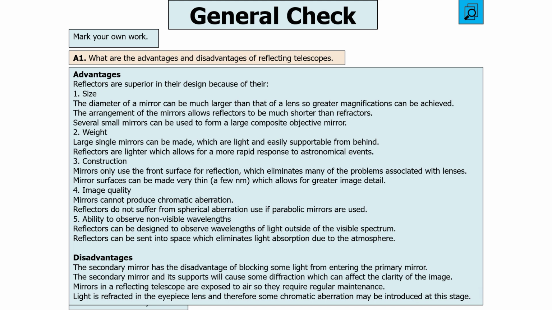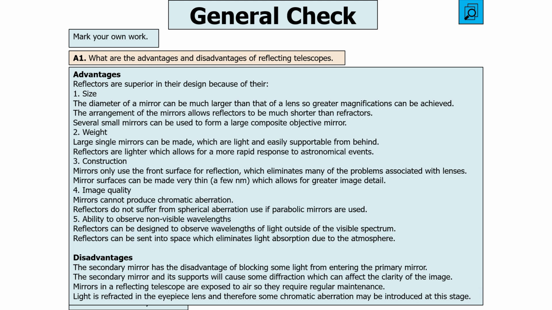In terms of construction, mirrors only use the front surface for reflection, which eliminates many of the issues that you get when you've got a lens which has 2 surfaces, but also goes through the glass as well. So therefore it means the mirror surface can be made very thin, which allows for greater image detail. Now, mirrors cannot produce chromatic aberration, but they will suffer from spherical aberration, but only if non-parabolic mirrors are used.